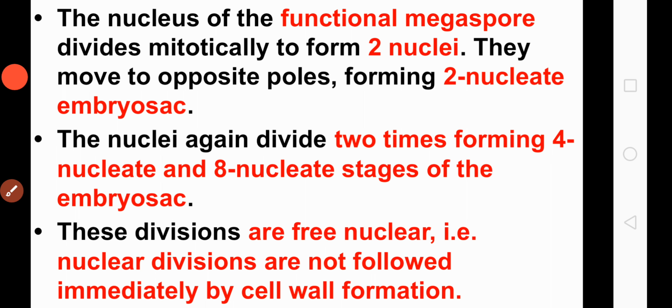Now, the nucleus of the functional megaspore divides mitotically to form two nuclei. They move to opposite poles, forming the two nucleate embryo sac. The nuclei again divide two times, forming four nucleate and eight nucleate stages of the embryo sac. These divisions are free nuclear, which means nuclear divisions are not followed immediately by cell wall formation.